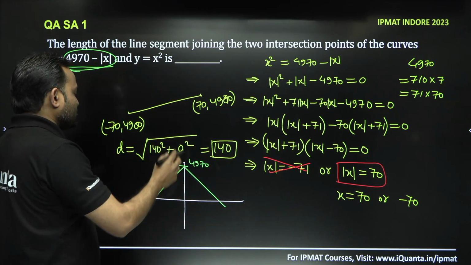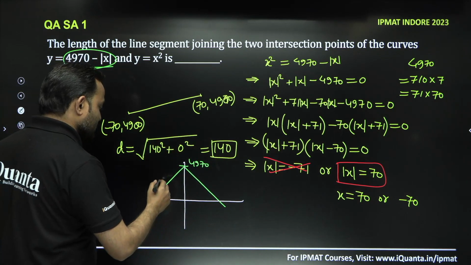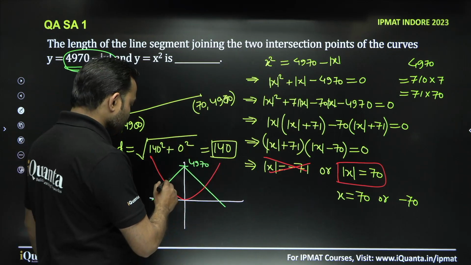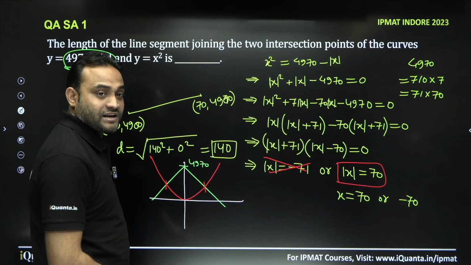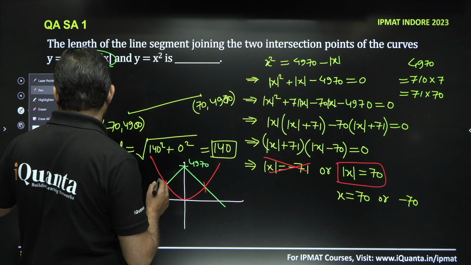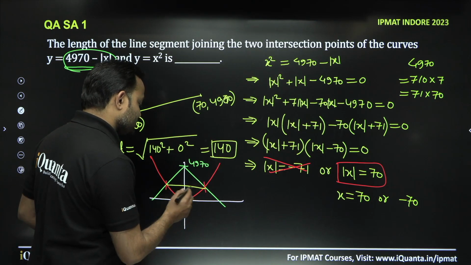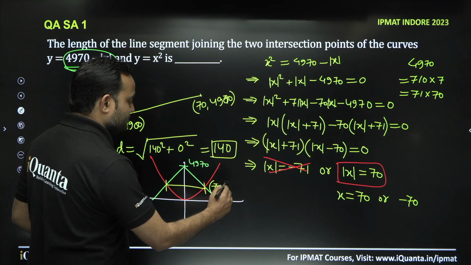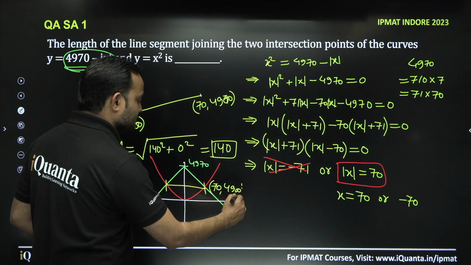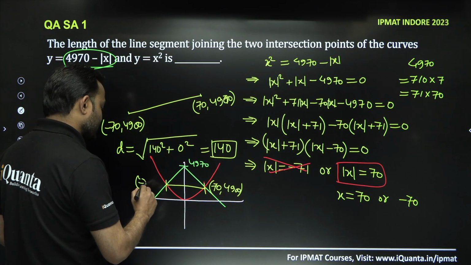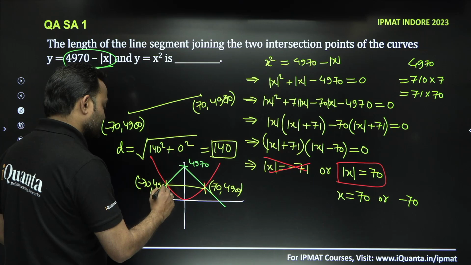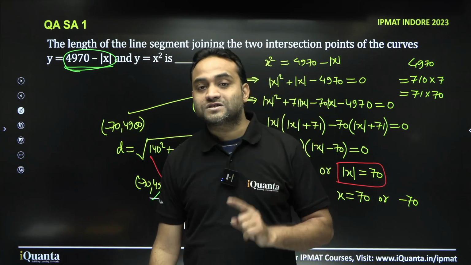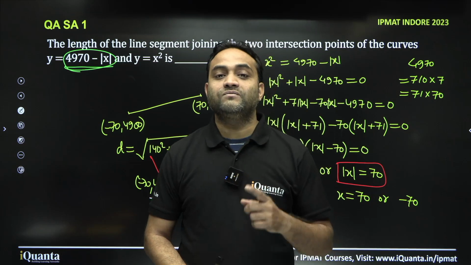Now y is equal to x square. What is y is equal to x square? The graph is something like this. So here these two points are intersecting, and we need to find this distance. This yellow line is what we need to find. So this point is 70, 4900 and this point is minus 70, 4900. So this is what we need to find. So the answer of the first question is 140 units.